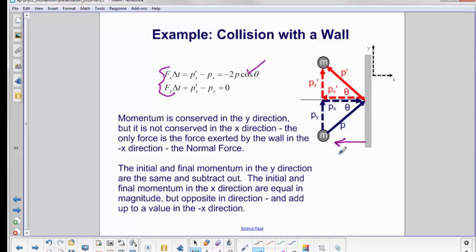Mathematically again, the initial and final momentum in the y direction are the same and subtract out. That's right here. The initial and final momentum in the x direction are equal in magnitude, but opposite in direction. So they add up to a value in the negative x direction, and that tells you which direction the ball moves because of the wall. It's in the negative x direction.